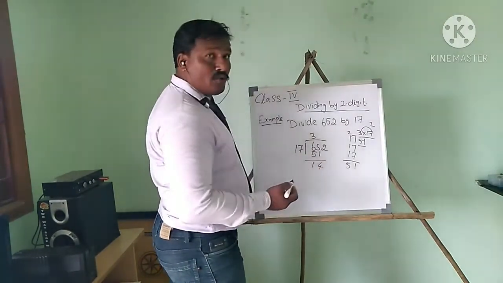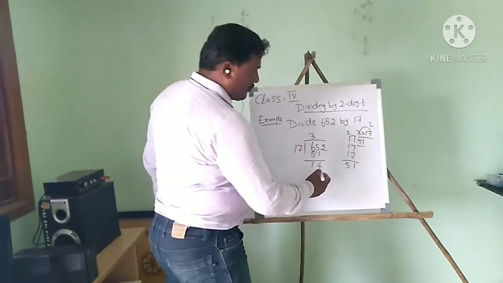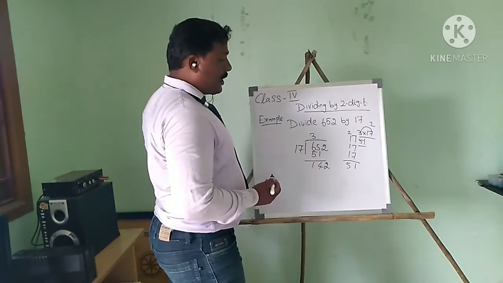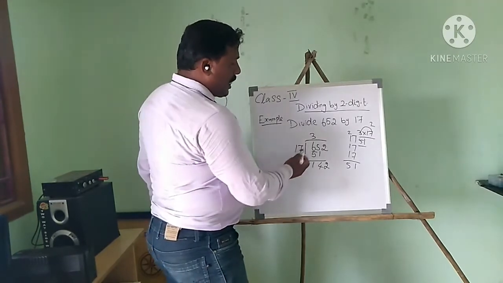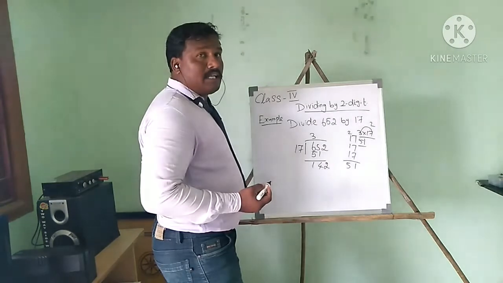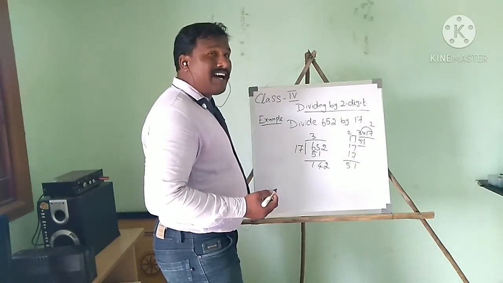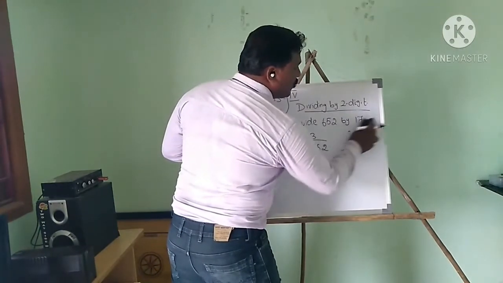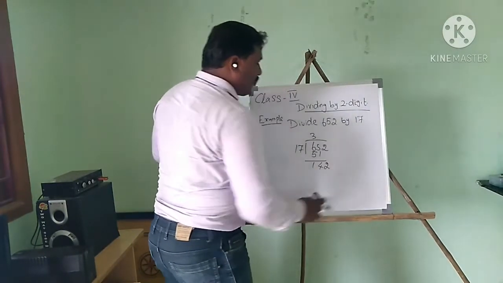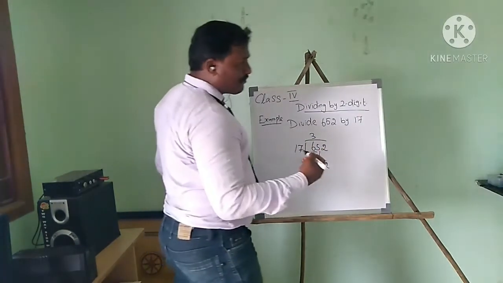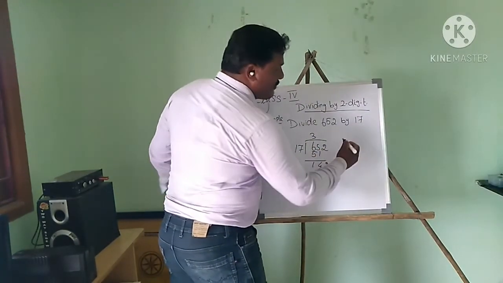The remaining digit is there, so I will bring it down. So 142. Now how will you find how many 17s are there in 142? I already told you, you can add or multiply. So I will guess approximately 5 times, okay, 5 times.